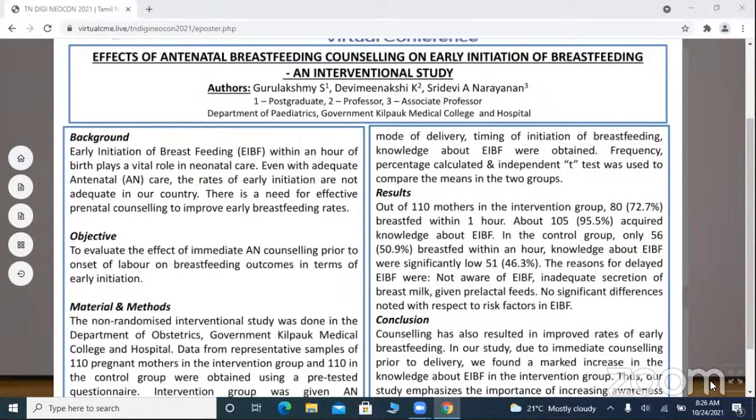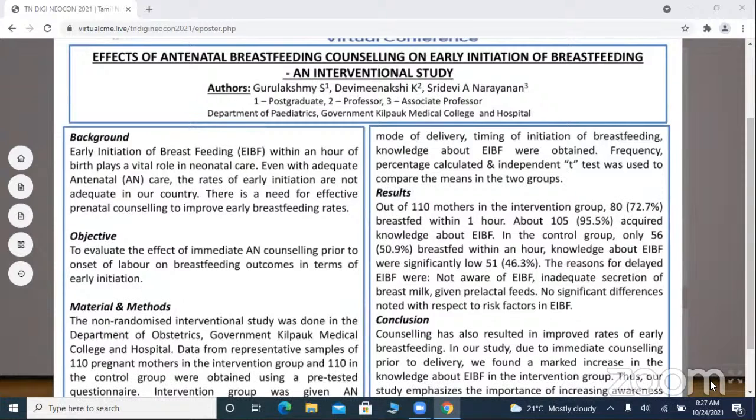Regarding the results, in the intervention group the knowledge about breastfeeding and initiation of breastfeeding was better when compared to the control group. Of the 110 mothers in the intervention group, 72.7%, that is 80 mothers, breastfed within an hour. About 105, that is 95.5%, acquired knowledge about early initiation of breastfeeding in the intervention group. In the control group, only 56 mothers, that is 50.9%, breastfed within an hour. The knowledge was also significantly low in the control group, at 46.3%.